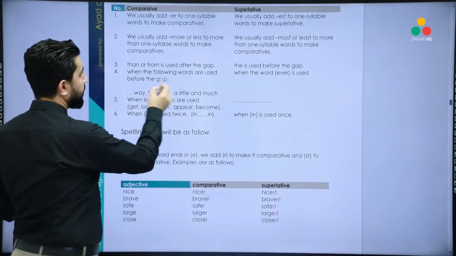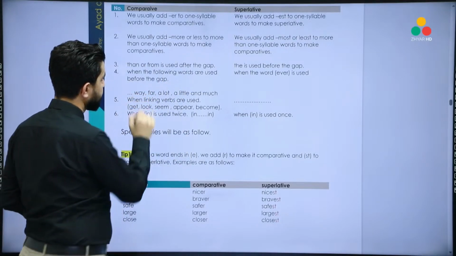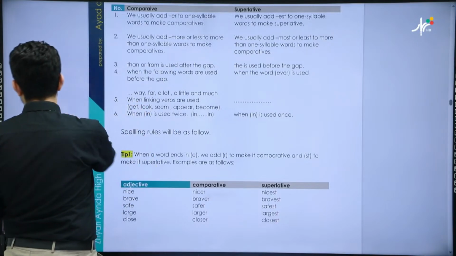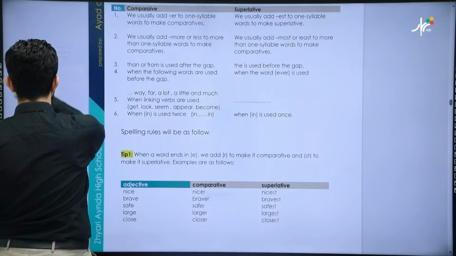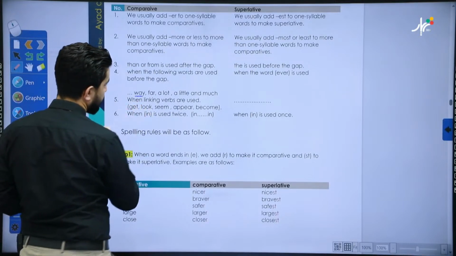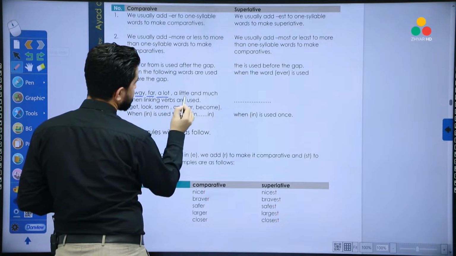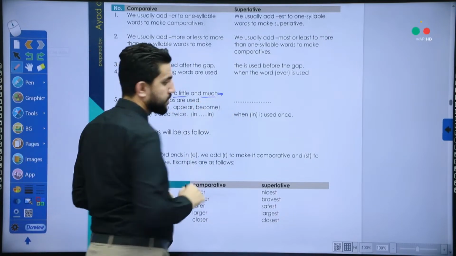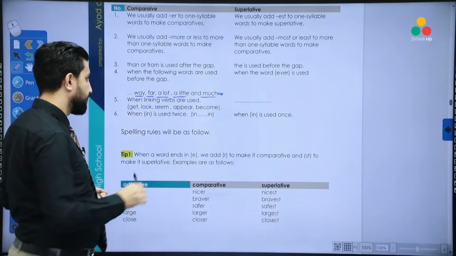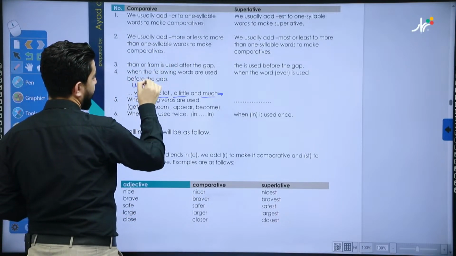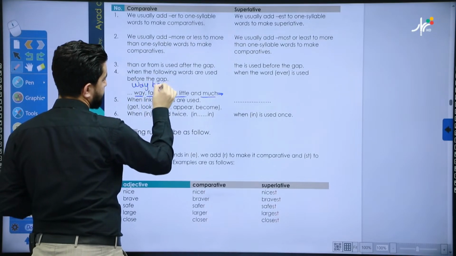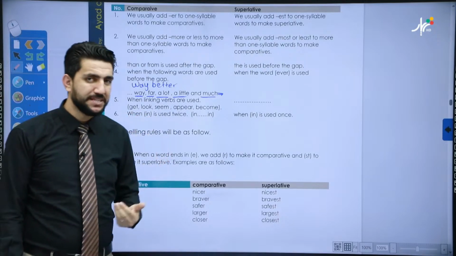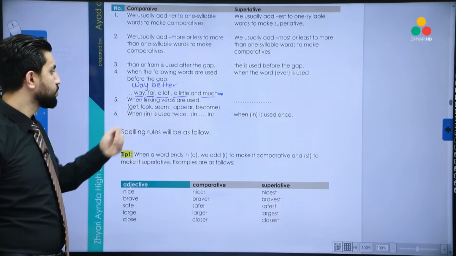Tip number 4. When the following words are used before the gap: way, far, a lot, a little, much, we use these with comparative. For example, way better, a lot better, a little better, much better. We use them with comparative.